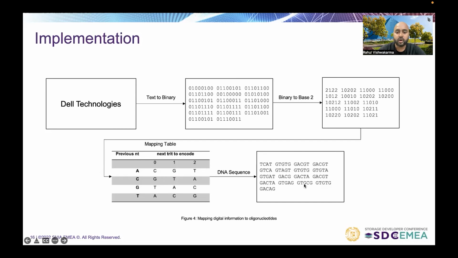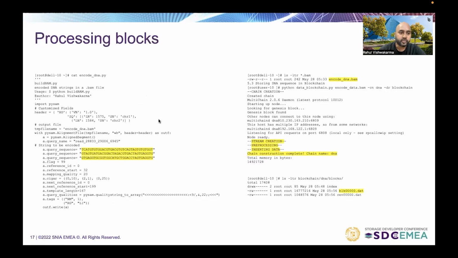And our main objective is to store this information in DNA and the metadata on the blockchain. So for that, we have some code snippet which we wrote, and we encoded DNA data into the metadata as blocks. Here you can see the sequence, and after that the data was encoded to a BAM file. BAM is a binary alignment map file.